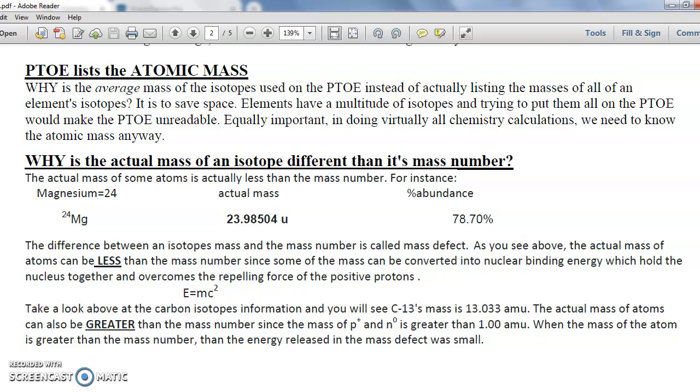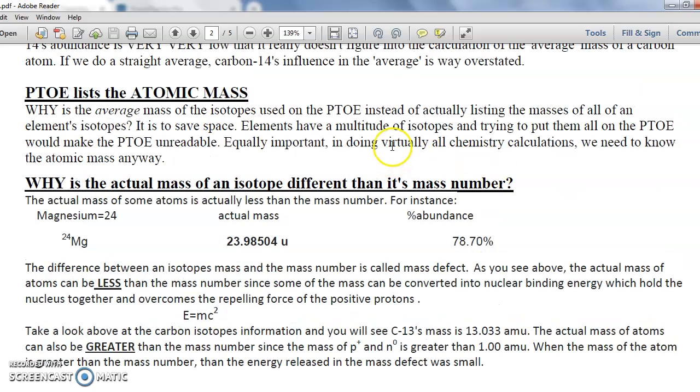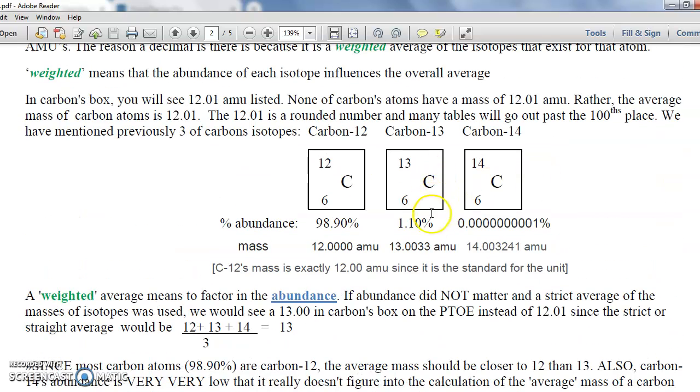And to be honest with you, in virtually all chemistry calculations, we just need the atomic mass, the average masses of the atoms anyway. The masses of each of the isotopes isn't really significant in, by and large, the majority of chemistry calculations. Here's an interesting question though. Why is the mass of carbon-13 13.0033 and carbon-14 14.03241?